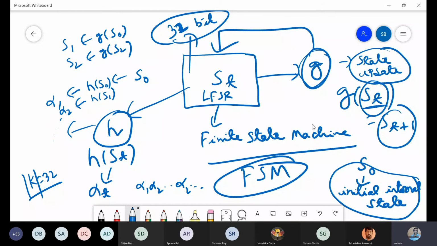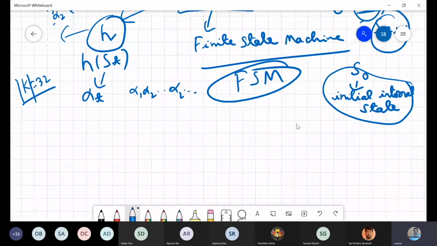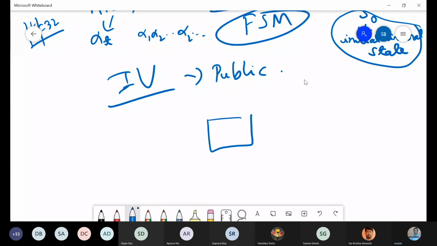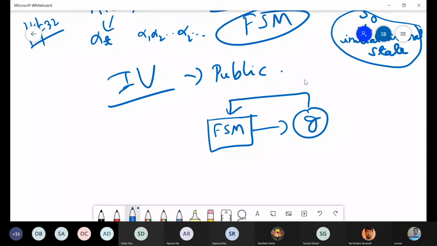To avoid that, we introduce what is called an IV in the system, or initialization vector. What is an IV? It is a public thing, a part of the initial process. So we have a finite state machine which is getting updated by a g function, and which has another function h, which is giving us the keystream.